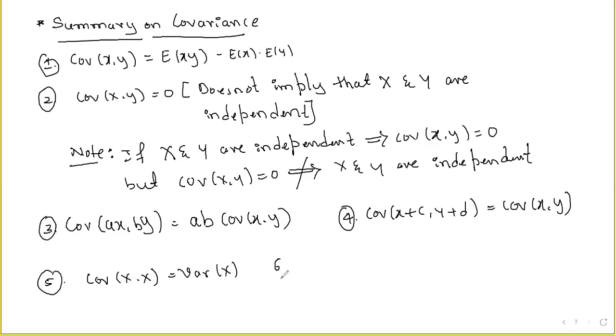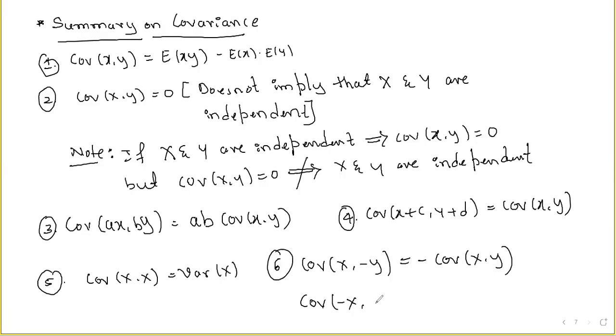Now, sixth one is important. Sixth point, covariance of X comma minus Y is equal to minus times covariance of X comma Y. One question may arise: what about if X is also replaced by minus X? You may face such a question. This is nothing but equal to covariance of XY, because when you take minus here, minus minus gets cancelled. So you can consider this as a seventh point.